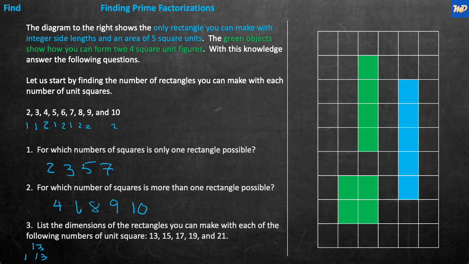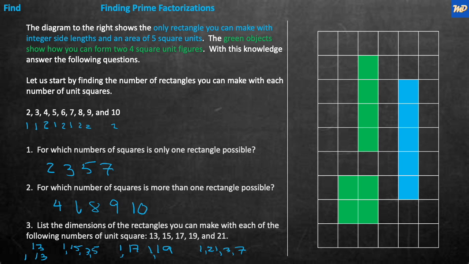For 15, we can do 1 and 15, and we can do 3 and 5. That's how many you can do for that one. For 17, all we can do is 1 and 17 because we can't divide 17. For 19, we can do 1 and 19. And then for 21, we can do 1 and 21, 3 and 7. I didn't list them in order, but it's easier to do them that way. You take them in pairs as you go.